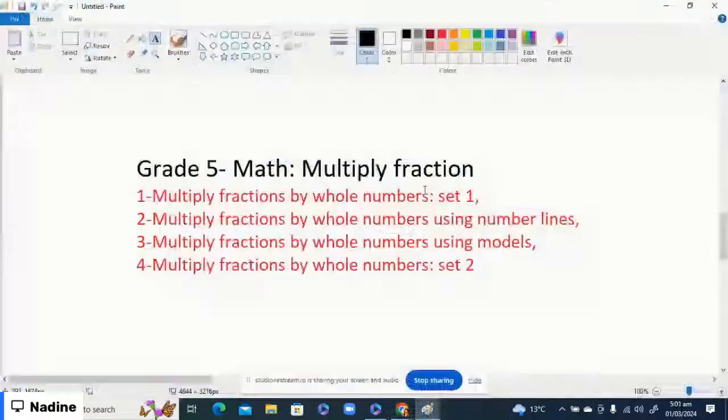Today we discuss grade 5 maths, multiply the fractions, and these are the names of the lessons. Multiply the fraction by whole number, multiply fraction by whole number using the number line, multiply fraction by whole number using the models, and multiply fraction by whole numbers set 2. Okay? Today we will discuss all these lessons regarding this chapter.